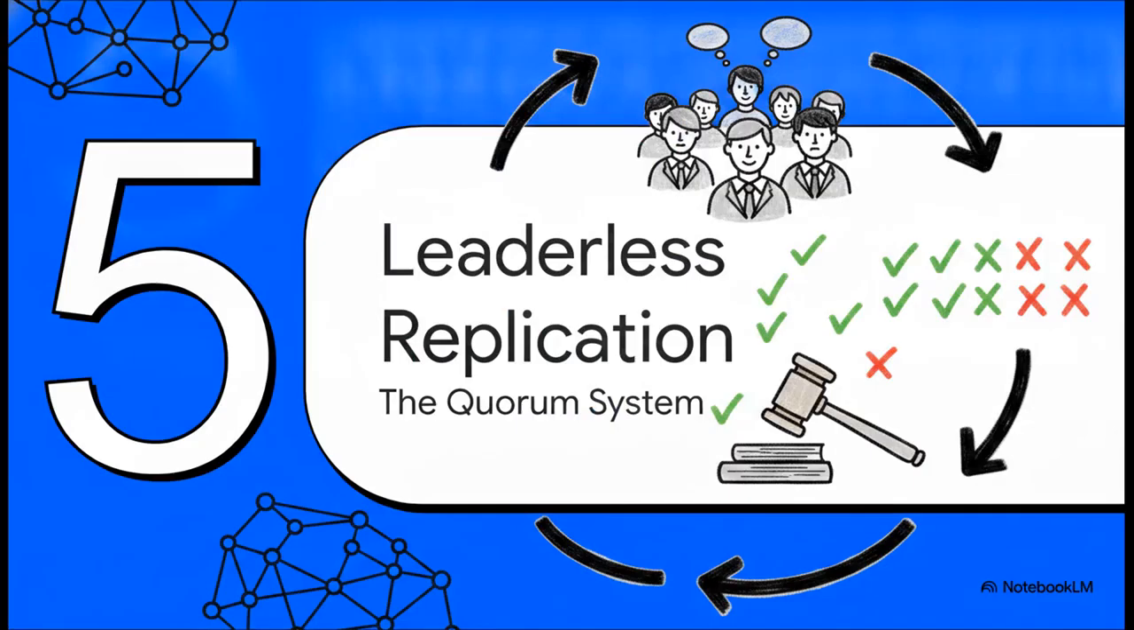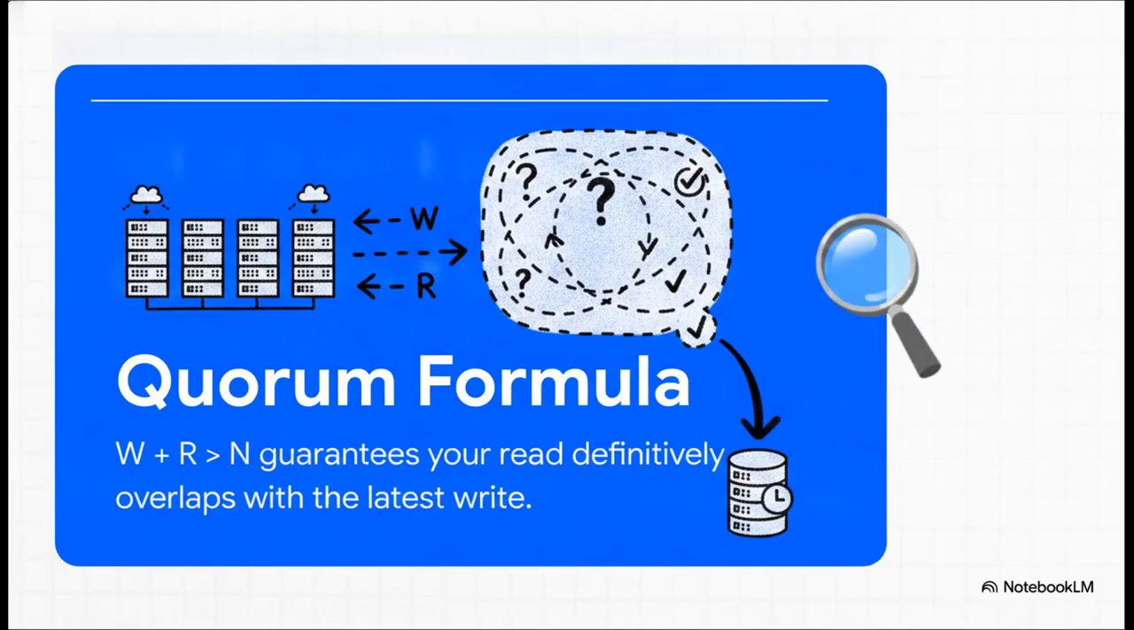All right, Section 5. Leaderless replication and quorum. What if we just get rid of leaders entirely? Systems like Cassandra and Amazon DynamoDB do exactly this. Instead of a single editor in charge, think of this like a jury system. To reach a verdict, you don't need everyone to be perfectly in sync at all times. You just need a majority, a quorum. Even if one juror is asleep or absent, as long as the majority agrees, the whole system works.